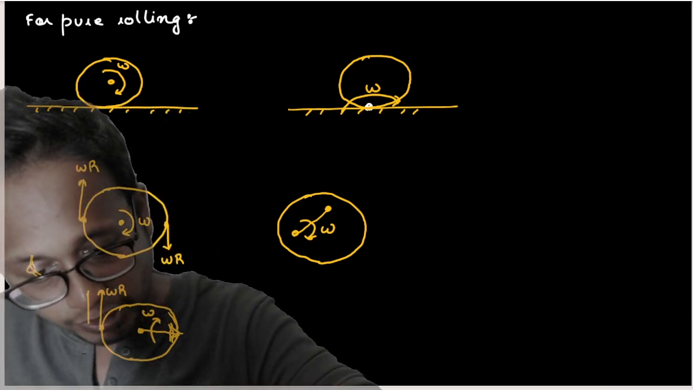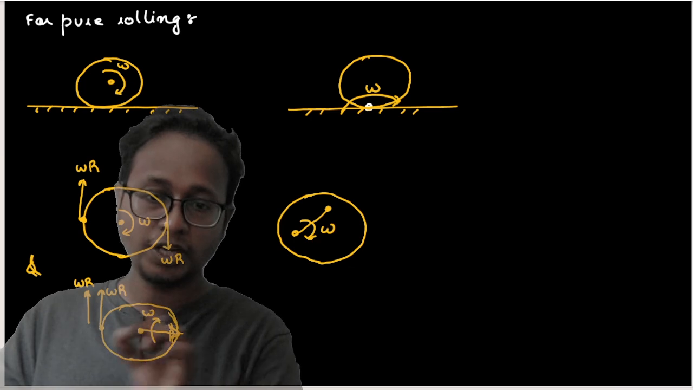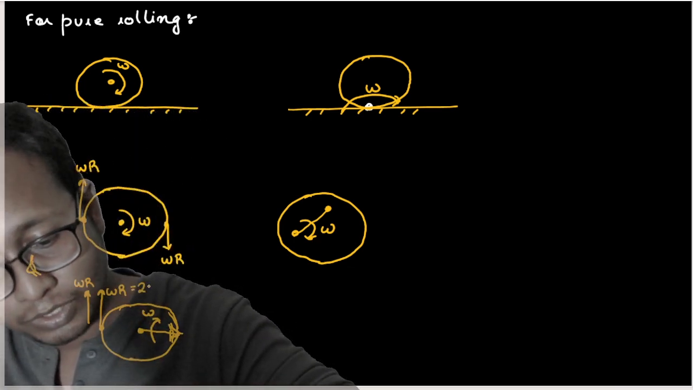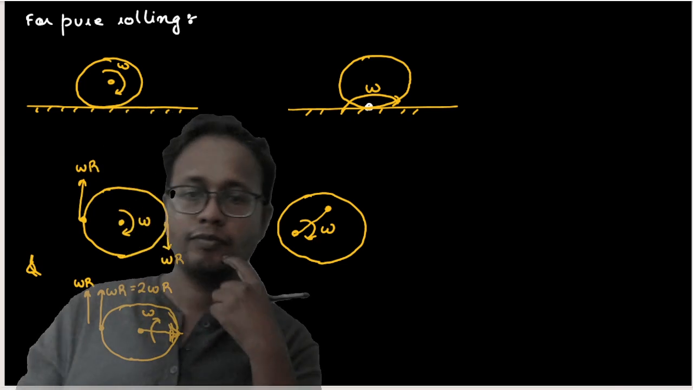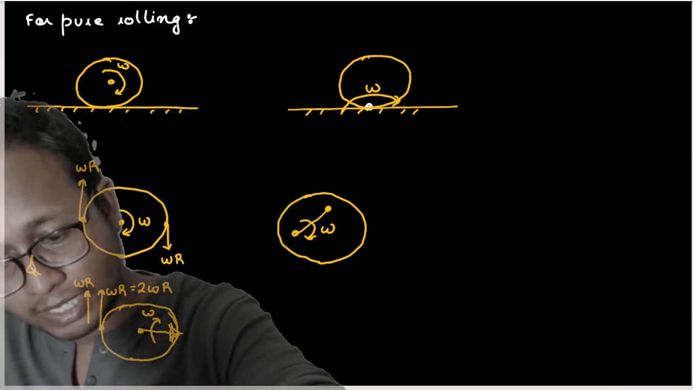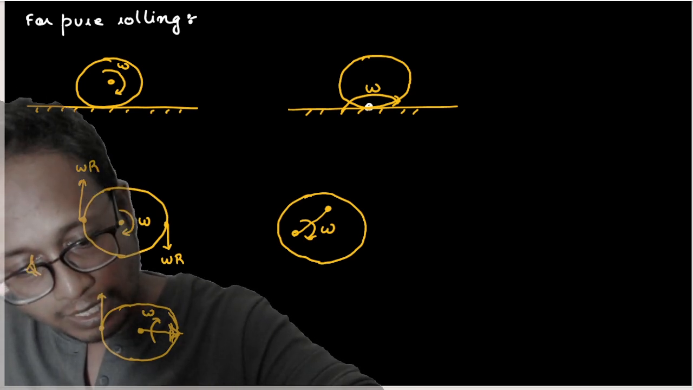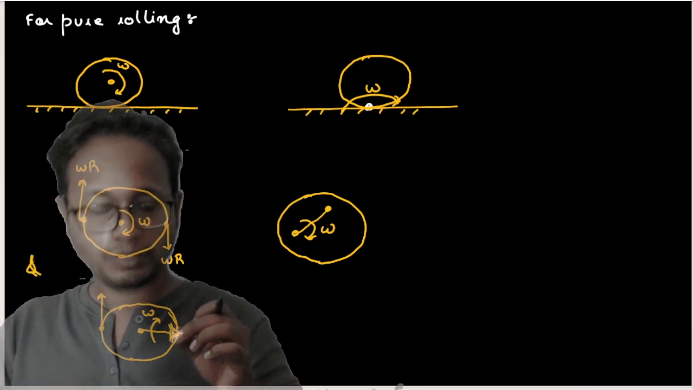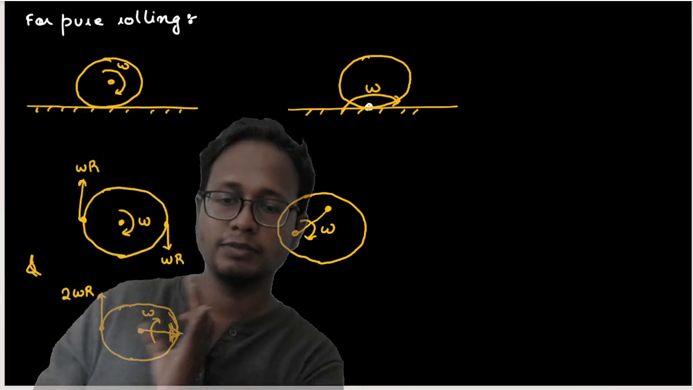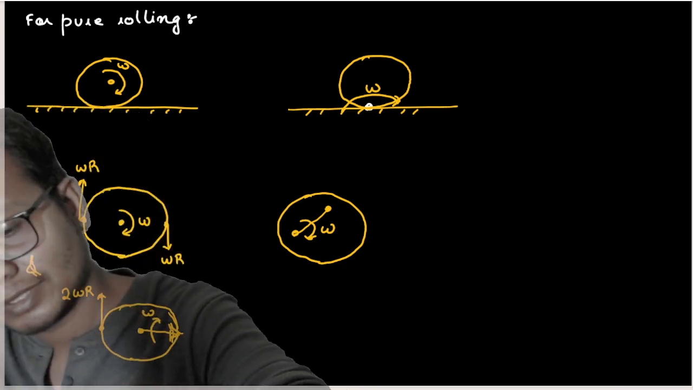The original velocity of the point is also there. So the total velocity of this point as seen by this observer would be nothing but 2 omega r, isn't it? Understood? So the velocity at this point as seen by this observer would be 2 omega r. Understood this much? This can also be written as omega into 2r.